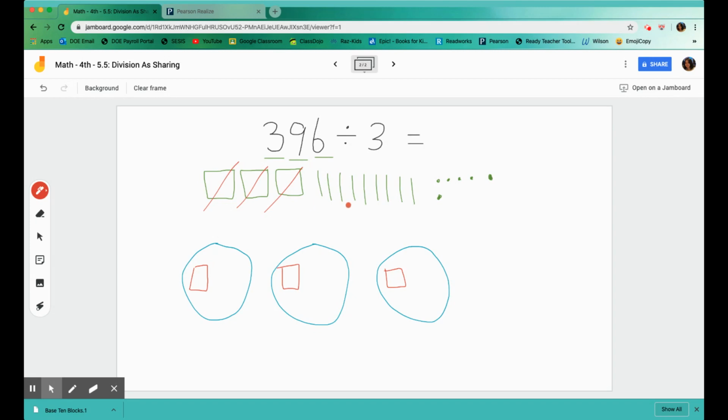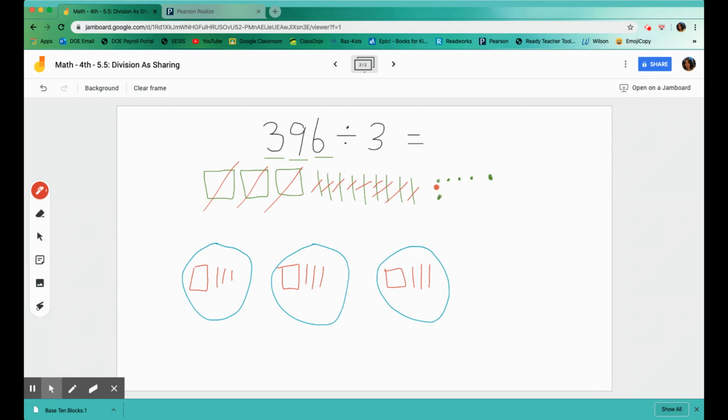So now let's move over to the tens and divide the tens equally amongst the groups. So one ten, another ten, another ten, another. Another, another, another, another, and this is the last one. So I've now shared the tens equally amongst the three groups.